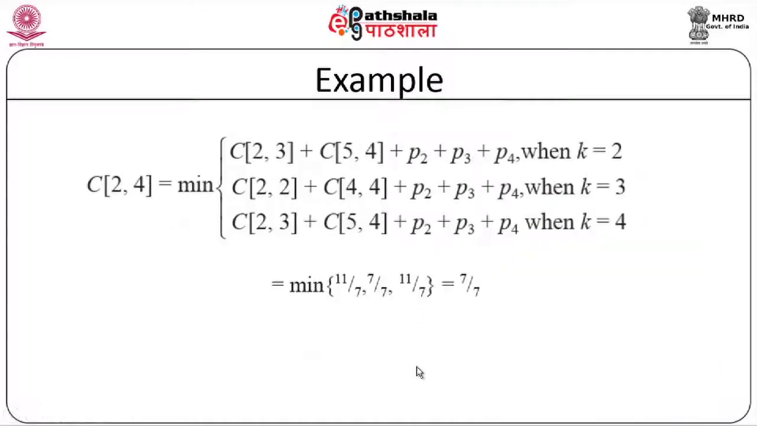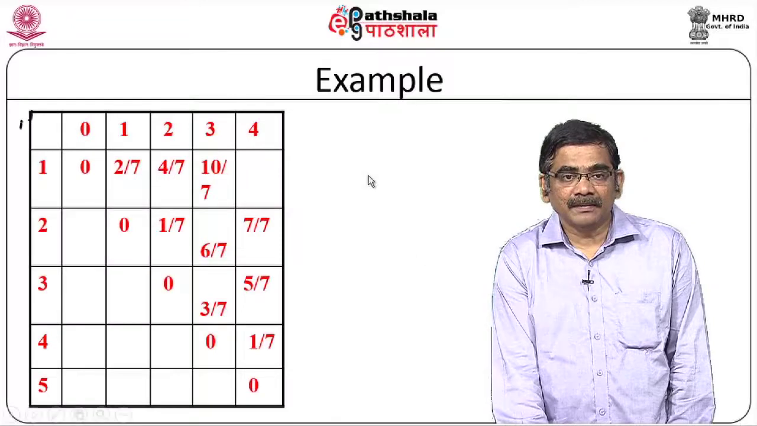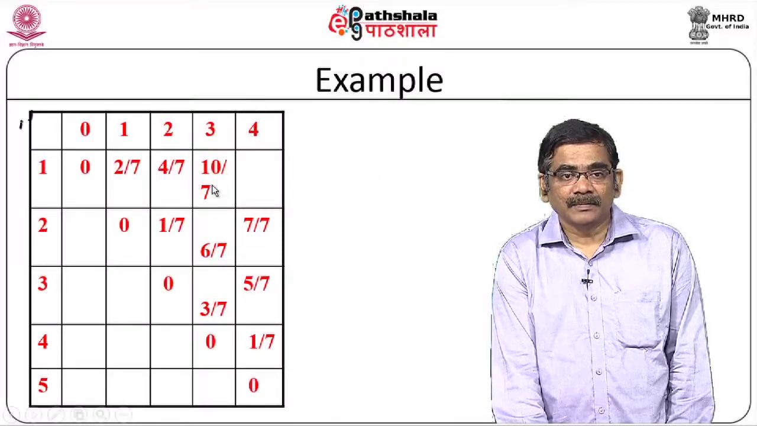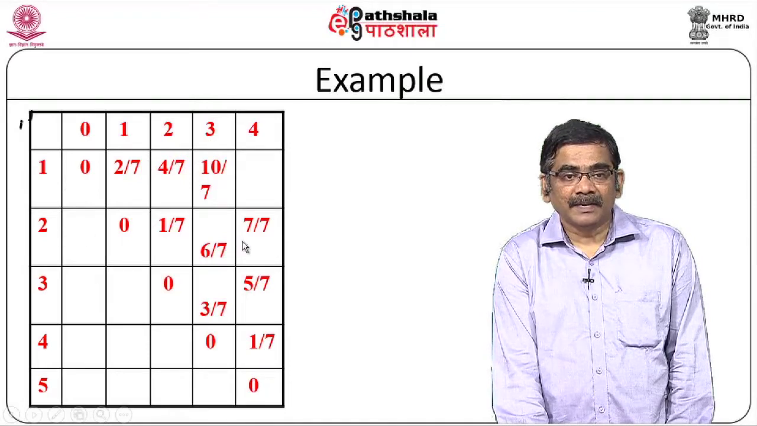Similarly, we can find C of 2 comma 4. That means the problem of finding the BST with elements 2, 3 as well as 4. These are the various possibilities and you can see that it comes to 7 by 7. So, now we can enter that into this particular table. It is going to be 10 by 7 for between 1, 2, 3 and 7 by 7 for 2, 3, 4.